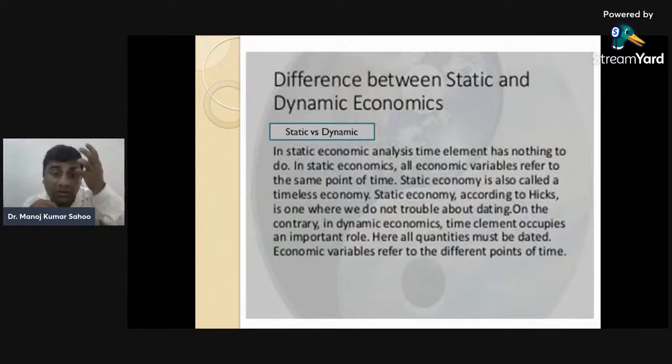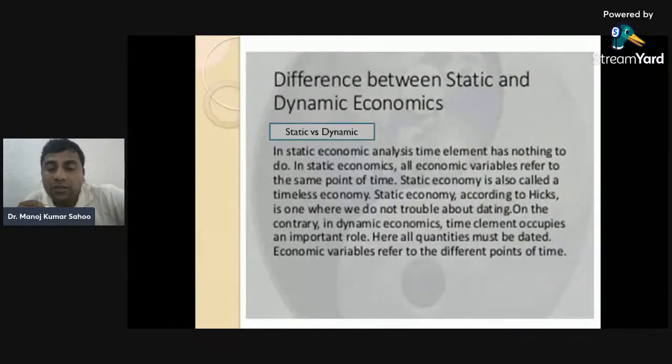On the contrary, in dynamic economics, the time element occupies a very important role because dynamic means it's a changeable thing, it is fluctuating. So here all quantities must be dated. Suppose as of today's date, 8/8/2022, what was the stock of our company? So that is the static concept. Sorry, that is the dynamic concept.